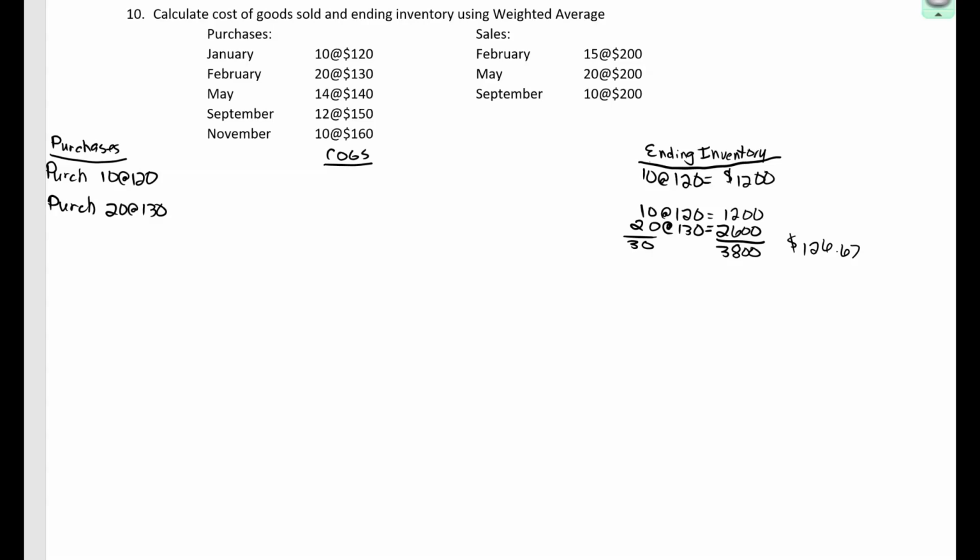Then we sold 15. And we don't have to worry about what we sold them for. We just need to worry about the cost of them. These 15 came out at that $126.67 that we just calculated. So the cost of this inventory that we just sold was $1,905. Let's see what we have left. We had 30, we sold 15, so we still have 15 left at the cost of $126.67. It happens to be the same amount that we just sold.